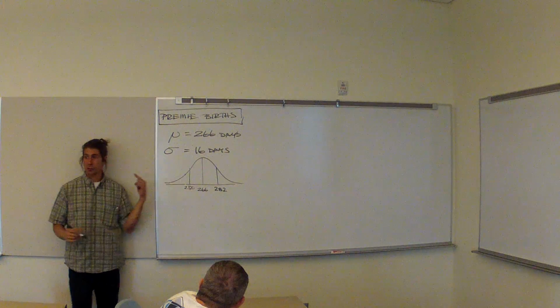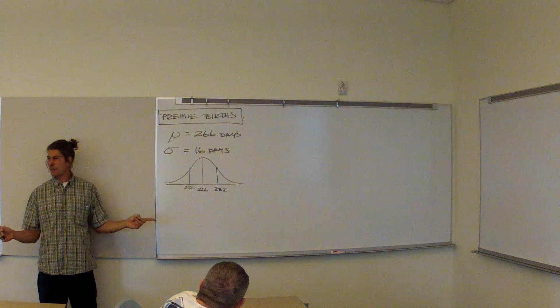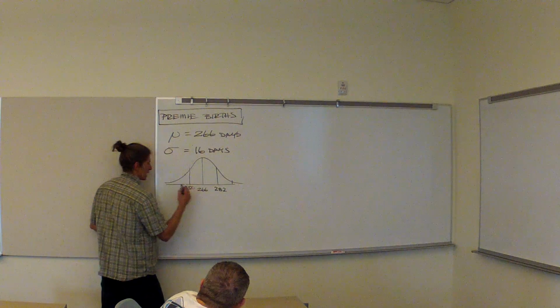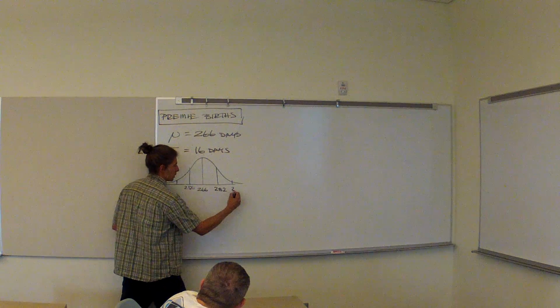So there's 2/3 of your births right there. If you want to bump it to 95%, you bump it up to here and down to here. That's 16 more. So now we're up to what, 292.